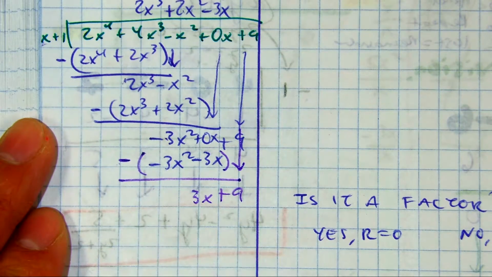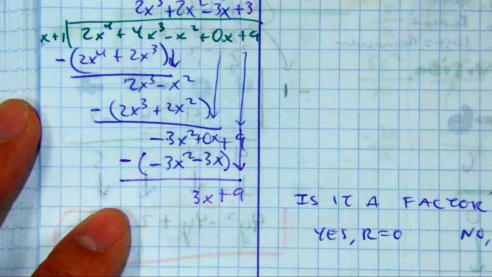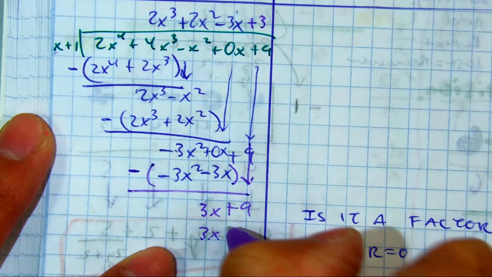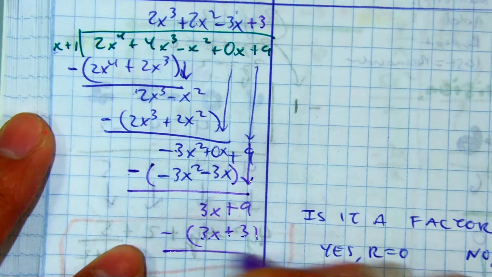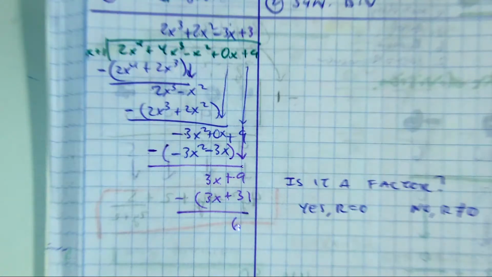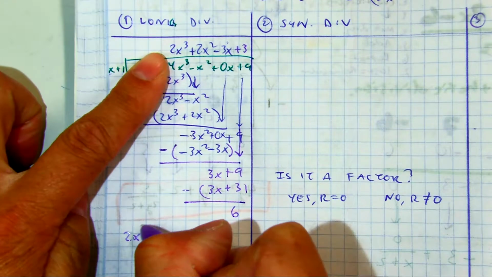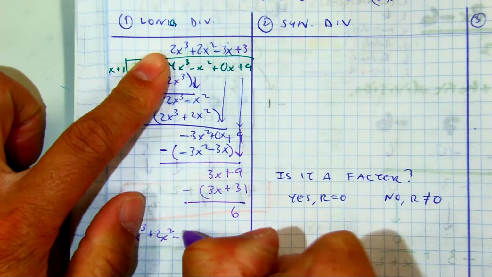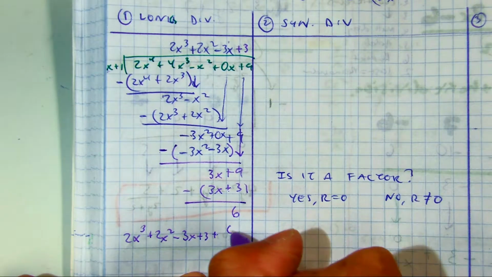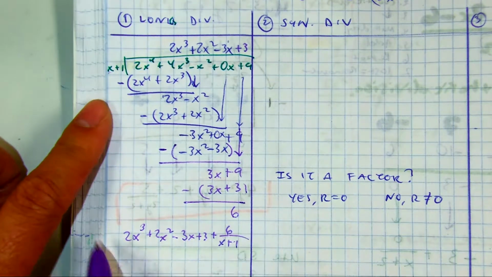x goes into 3x three times, 3x. 3 times 1 is 3. Subtract, our remainder is what? 6. Now, in the previous lesson, if I wanted to know the quotient, I would take 2x cubed plus 2x squared minus 3x plus 3. The 6 here is positive, so that's why it's plus 6, and then your divisor, over x plus 1. So this would be the quotient, but kind of interesting.